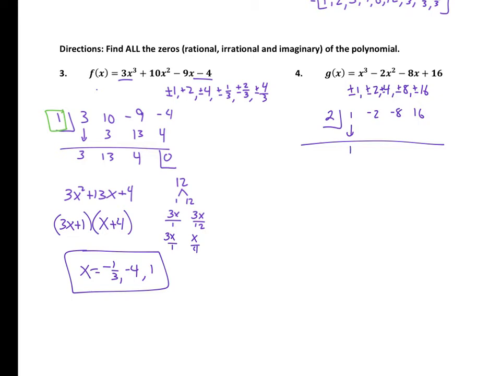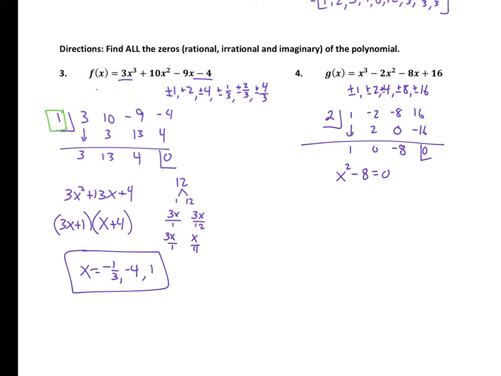Bring down your 1. 2 times 1 is 2. That gives us 0, so 2 times 0 is 0. -8 plus 0 is -8. 2 times -8 is -16. That works out to give us 0. So now we've got x squared plus 0x minus 8 equals 0.